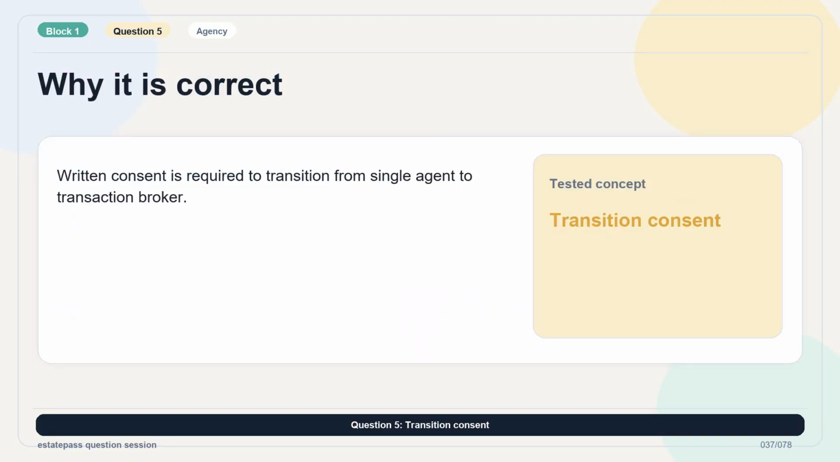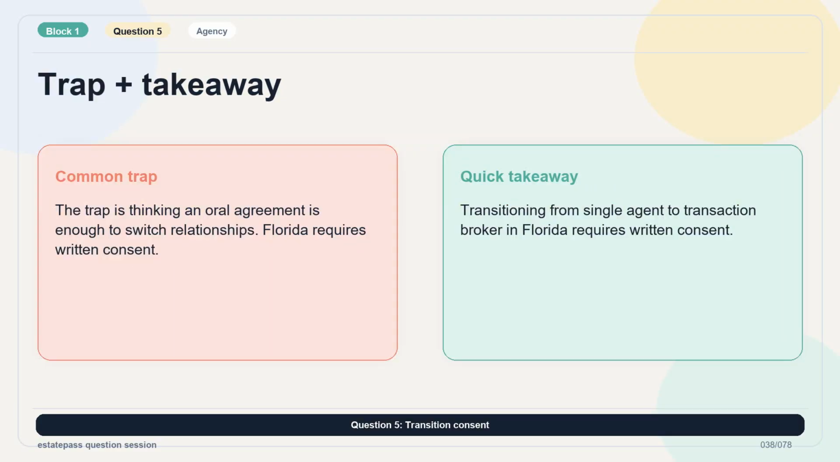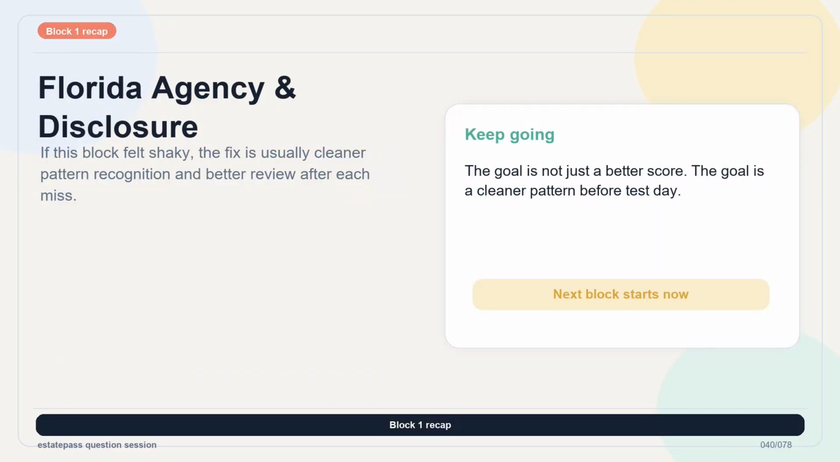Explanation. Written consent is required to transition from single agent to transaction broker. Common trap. The trap is thinking an oral agreement is enough to switch relationships. Florida requires written consent. Quick takeaway. Transitioning from single agent to transaction broker in Florida requires written consent. Block 1 recap. If this block felt shaky, the fix is usually cleaner pattern recognition and better review after each miss.